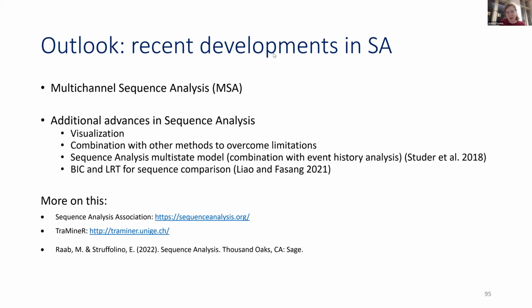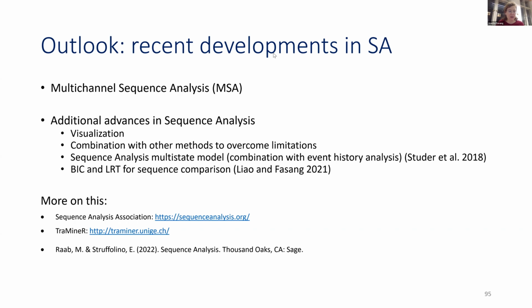For example, with Emanuela and Matthias, we have a paper where we combine event history models with sequence analysis, because if you think about these clusters, they summarize a temporal dynamic, but they all start at the same time and end at the same time. And for example, you cannot estimate the impact of a time varying covariate on cluster membership easily. But with the sequence analysis multi-state model, we found a way on how you can also estimate how time varying covariates affect the probability to then experience a certain trajectory rather than just a transition.